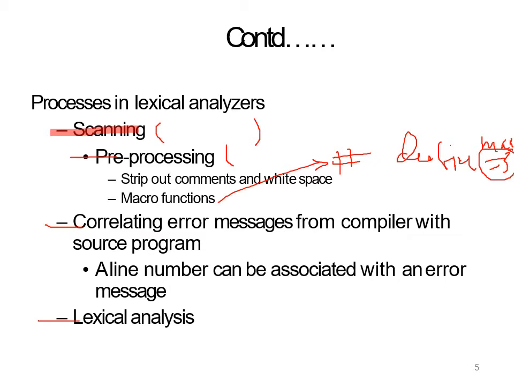Now next is correlating error messages from the compiler with the source program. Its other goal is to indicate the error at the particular line and the particular code segment in the entire program.